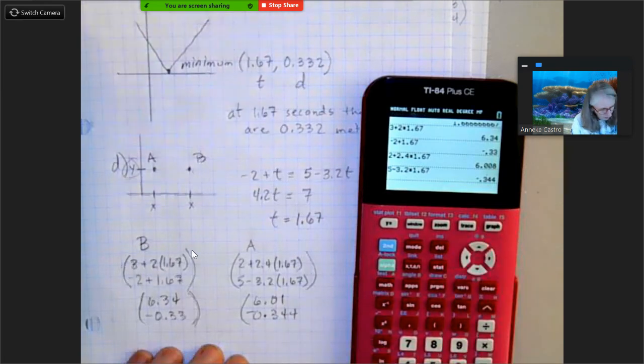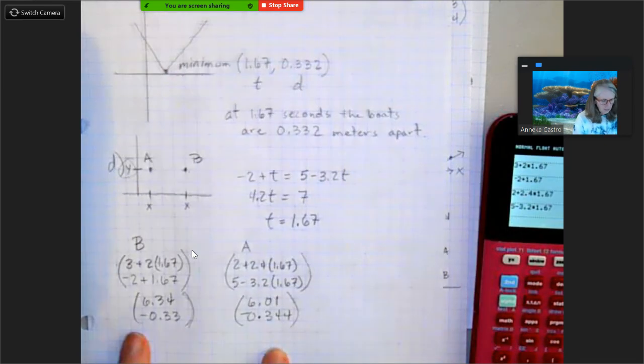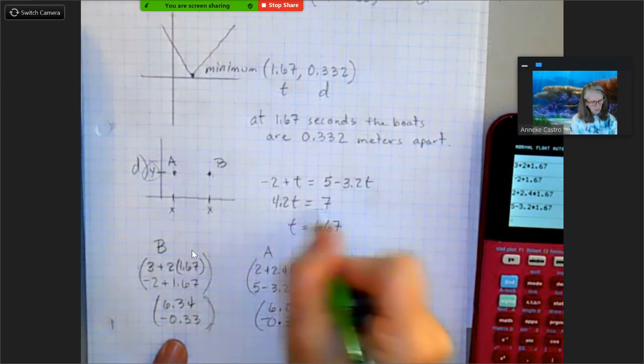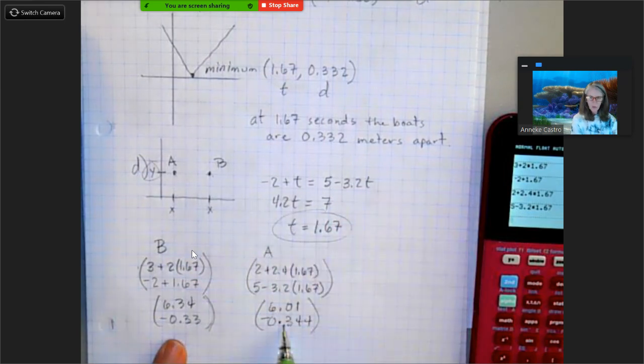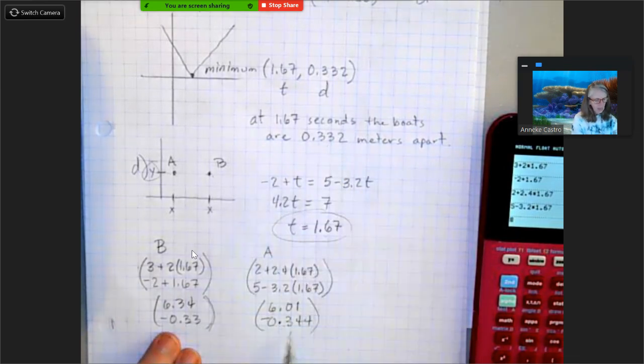Okay, so if I were to graph these points, this is at the same time. These are where the two different boats are, and this is the closest they get to each other. They're going to be about 1/3 of a meter apart at 1.67 seconds, and this is where they're going to be.